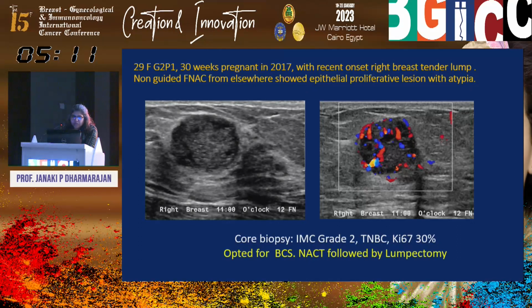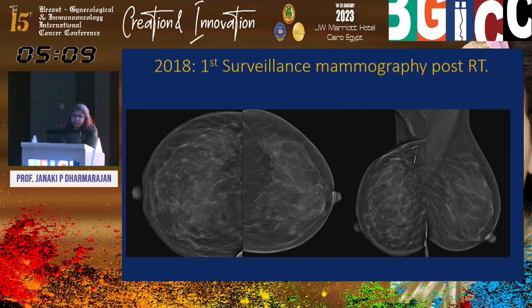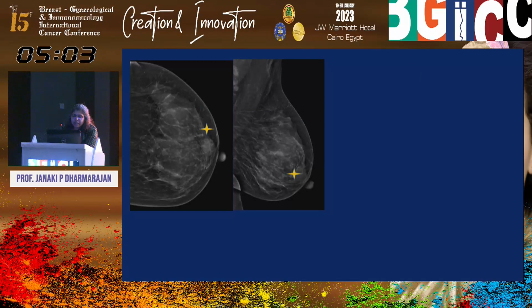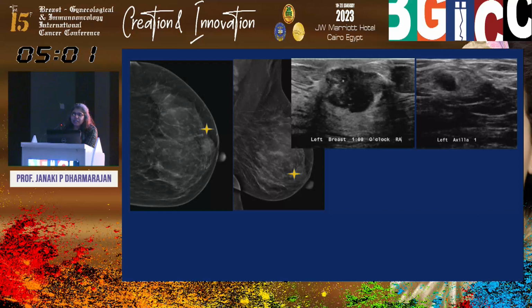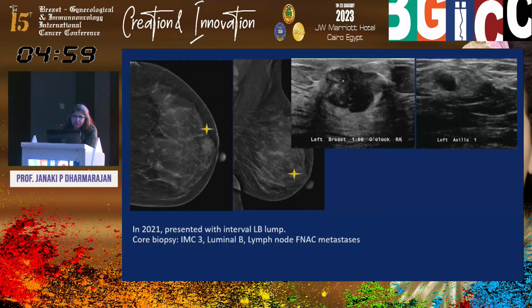Later on, she was on follow-up, and the next year she came for the first surveillance mammography post-RT. But because of COVID, she lost out, and then in 2021, she presented with a mass in the left breast. We performed a core biopsy of the suspicious mass. She was having lymph nodes also. This was an invasive mammary carcinoma grade 3 luminal B.